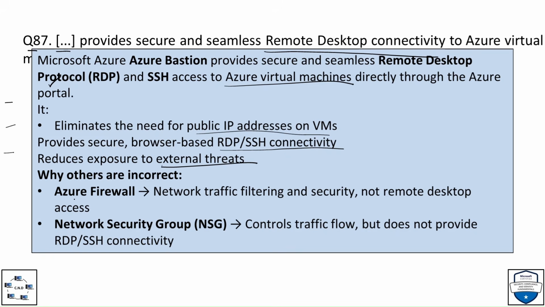So why the other options are incorrect? Azure Firewall is for network traffic filtering and security, not remote desktop access. And NSG, Network Security Group, controls traffic flow but does not provide RDP or SSH connectivity.